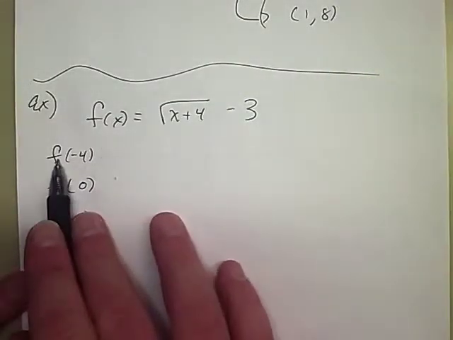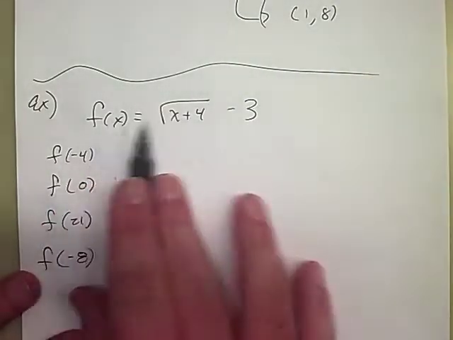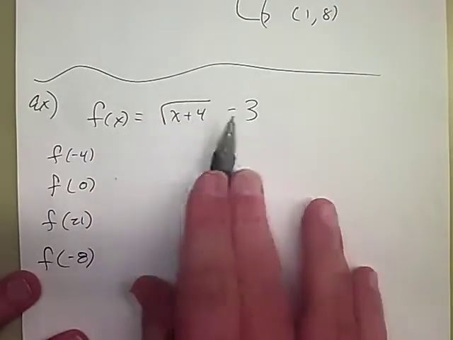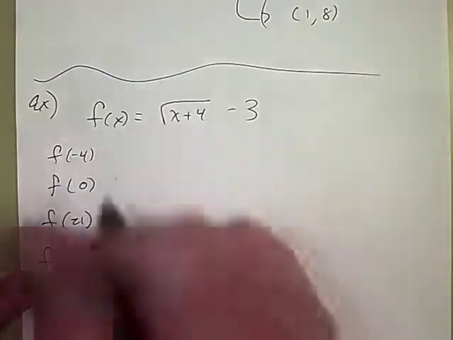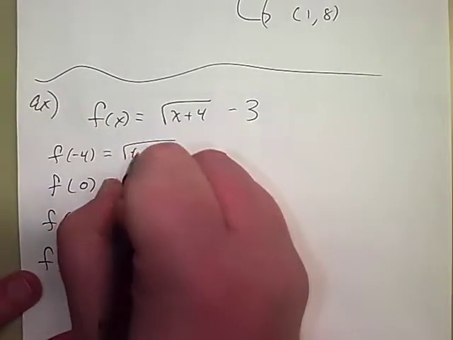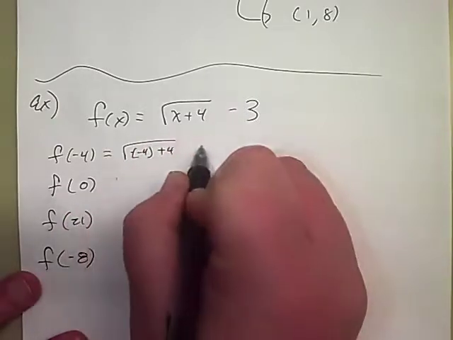All right, it wants to know f of -4. Here's f of x, and the rule on this one, f of x is the square root of x plus 4 minus 3. So I'm going to start in by plugging in the -4. So I get the square root of -4 plus 4 minus 3.